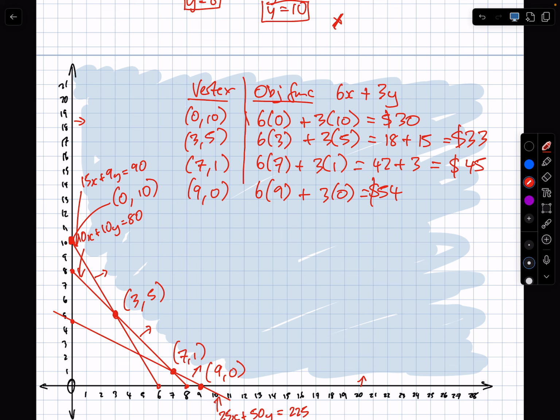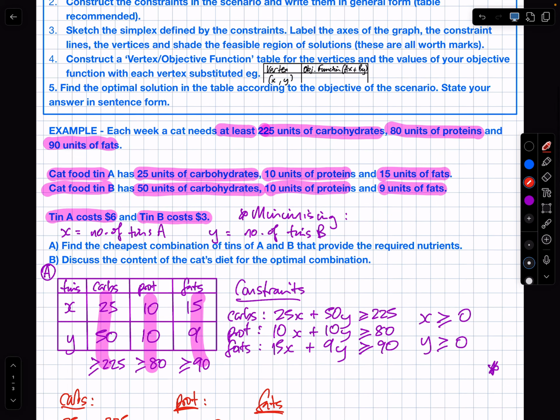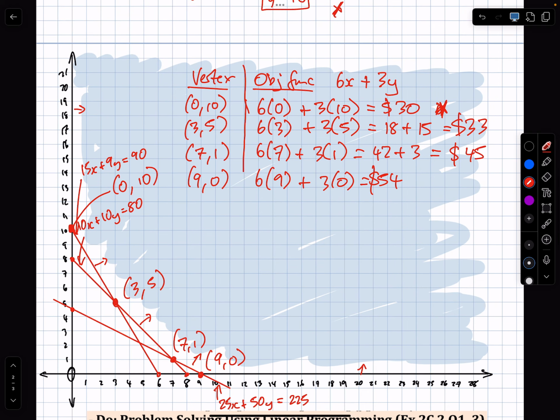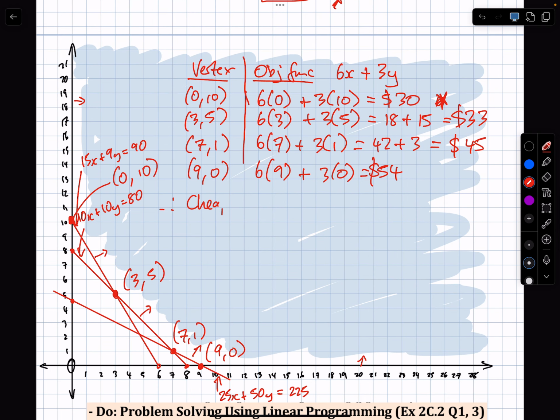What's your best option to minimize the cost of feeding this cat but still meeting the requirements? Which is the cheapest one? Buying 10 of tin B. Okay, so what was the question again? A, find the cheapest combo of tins. Therefore, cheapest combination is 10 of tin B at $30, 0 of tin A.